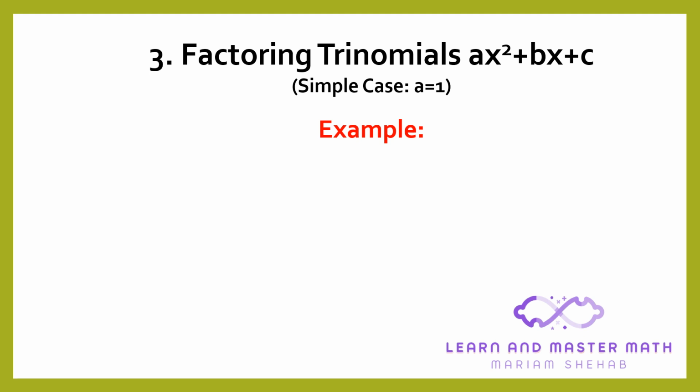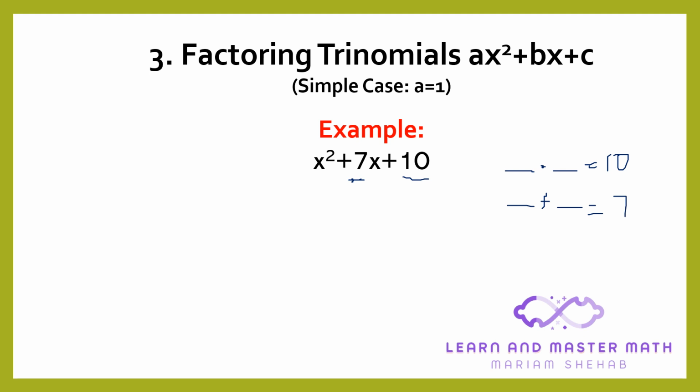Technique number 3. Factoring trinomials of the form ax squared plus bx plus c. For example, x squared plus 7x plus 10. Well, here we need to think of two numbers. Their product is 10 and their sum is 7. So think of two numbers with me, where if you multiply them, you get a 10, and if you add them, you get a 7.